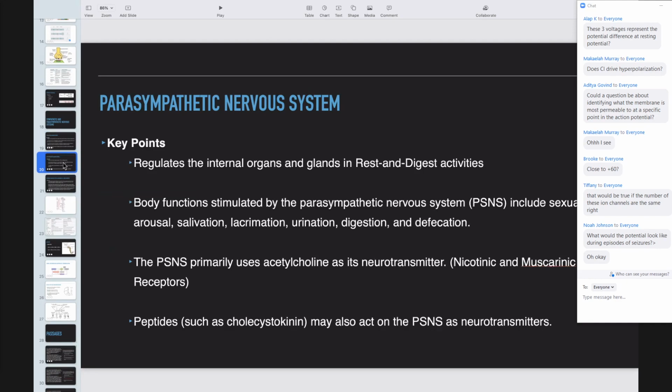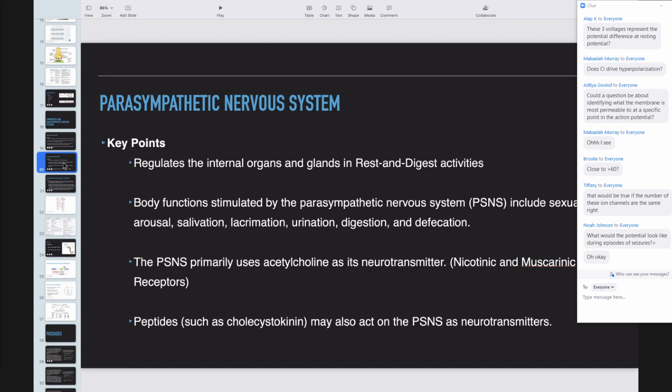Parasympathetic regulates all the internal organs and glands with rest and digest activities. So these mnemonics, right? Fight or flight, sympathetic. Parasympathetic is rest and digest. So anything when you're just sitting there, right? You're not fleeing for your life, hopefully not. All your rest and digest organs are being activated by the parasympathetic nervous system. Your stomach, your intestines are working with digestion, for defecation. Your kidneys are working in urination, lacrimation. So the crying, salivating, again, that's a digestive one.